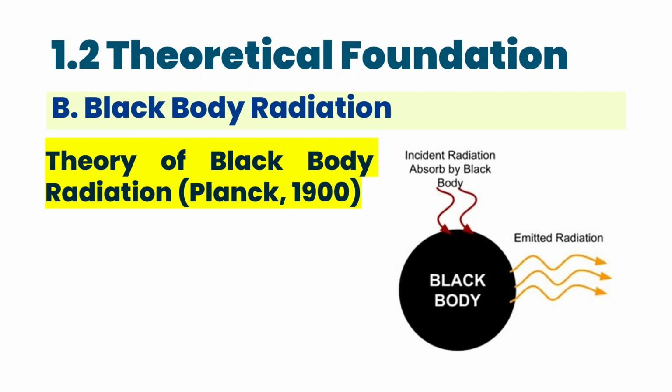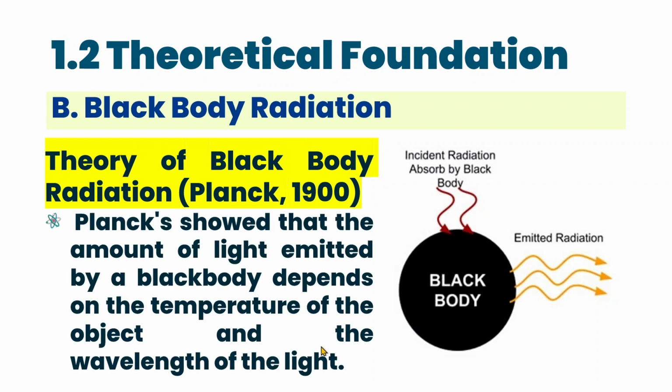Now let's look at Planck's theory of black body radiation from the 1900s. Planck discovered that the amount of light a black body gives off depends on two things. The first one is temperature, and the next one is the wavelength of light. So Planck showed that the amount of light emitted by a black body depends on the temperature of the object and the wavelength of light.